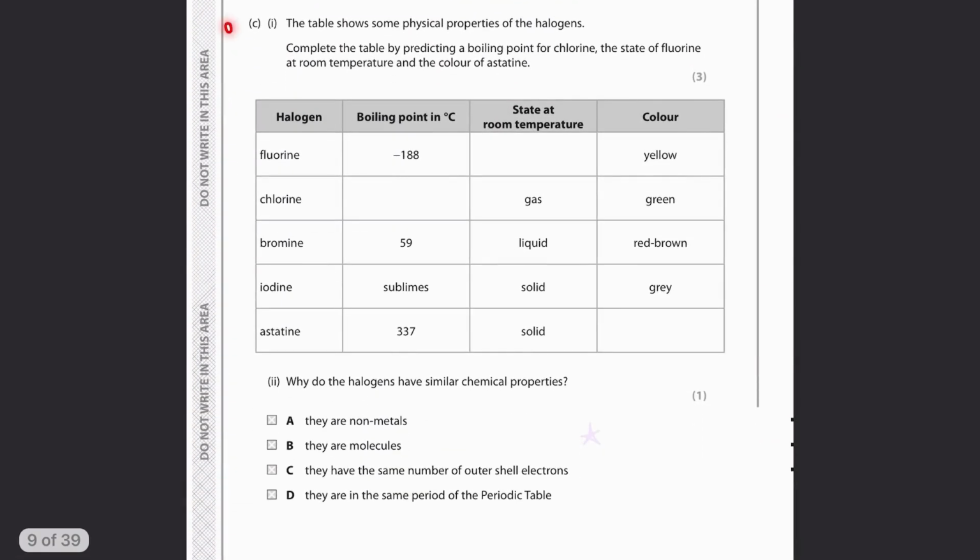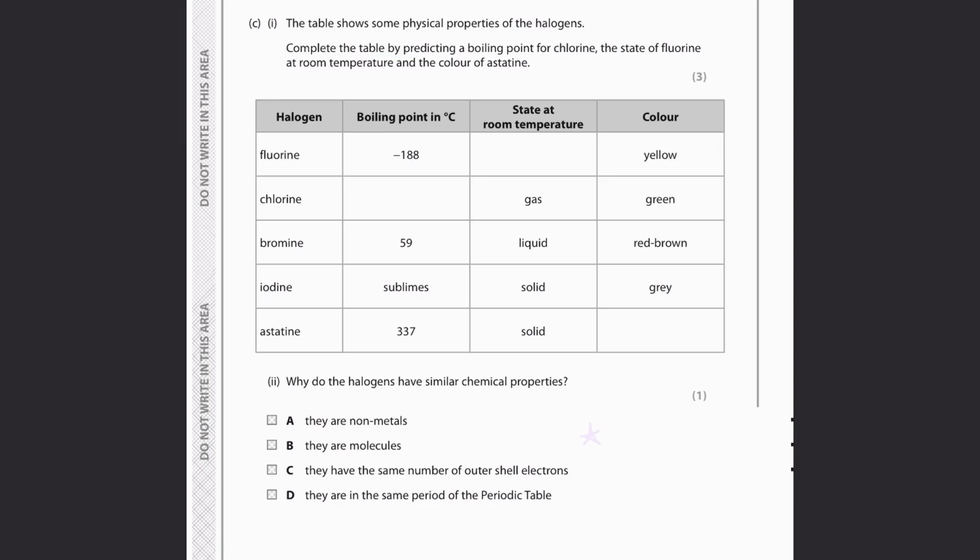Okay, part C. The table shows some physical properties of the halogens. Complete the table by predicting a boiling point for chlorine, the state of fluorine at room temperature, and the color of astatine. Basically, fill in these 3 gaps. Look at the pattern. That's how you do chemistry. There's always some sort of trend, okay? So look at the trend.